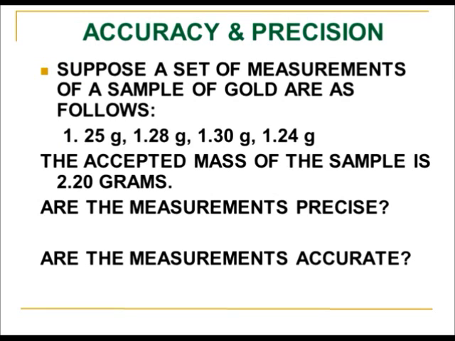Here's an example. Suppose a set of measurements of a sample of gold are as follows: 1.25 grams, 1.28 grams, 1.30 grams, and 1.24 grams. If the accepted mass of the gold I'm measuring is supposed to be 2.2, are they precise or are they accurate? If I look at all four of them, they're all pretty close together, which means they're pretty precise. But they're not very accurate, because if they were accurate, they would all be close to that 2.2. So they're only precise.